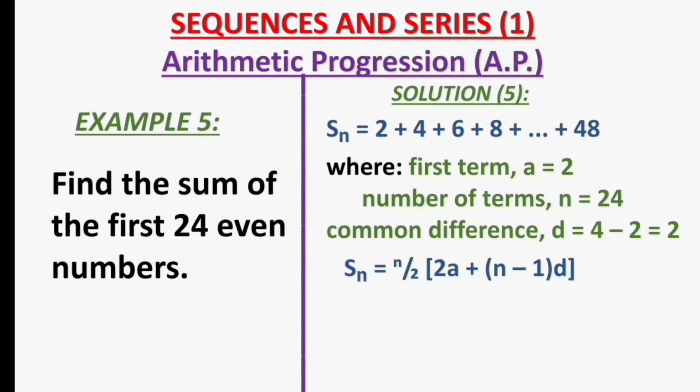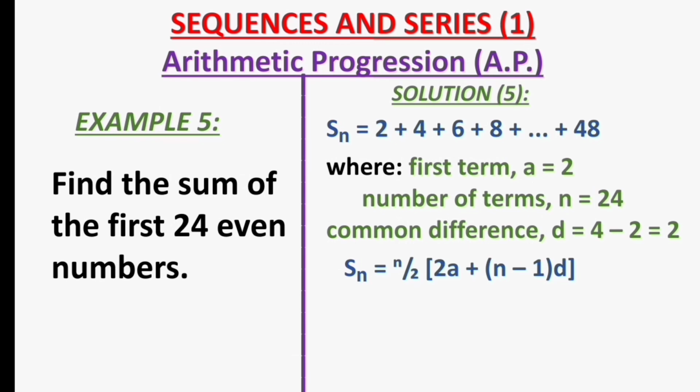The second formula for the sum of an arithmetic progression series is S subscript n is equal to n over 2 into (2a plus (n minus 1) in brackets times d). I hope you got that right. Now we can also use this second formula to find the sum of the first 24 even numbers in example 5.